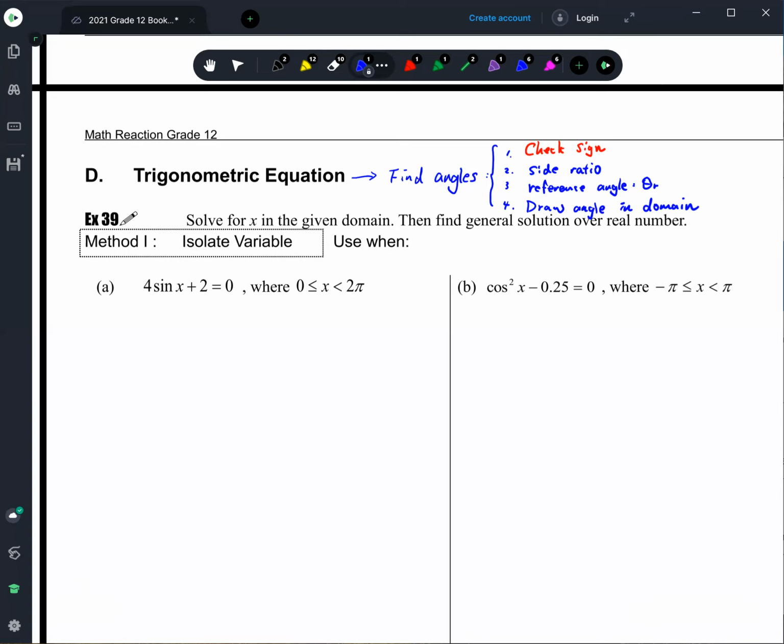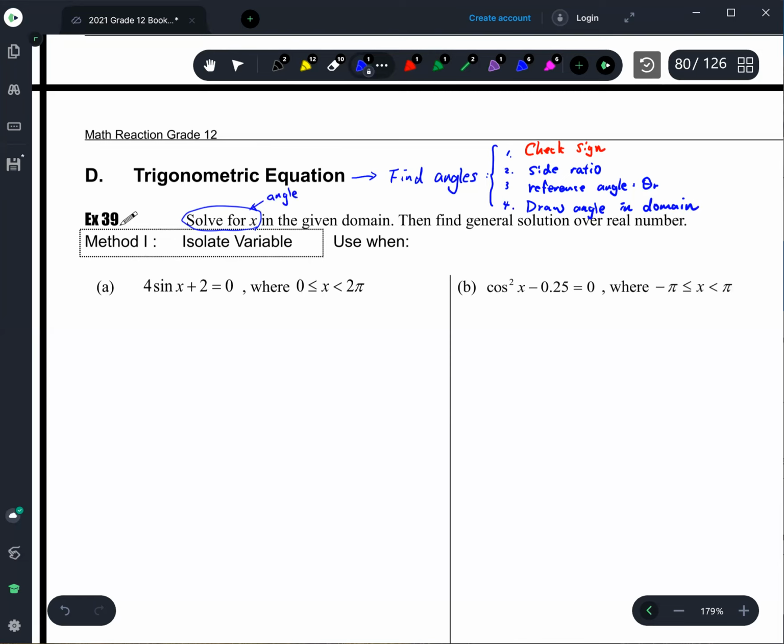Okay, Marcus, you done? Yep, okay. So the question says here, please solve for x. Okay, so x represents the angle. Find angle in the given domain. So the domain here is 0 to 2 pi, for our first question. Then find the general solution. So this is something new, over real numbers. We'll talk about that later.